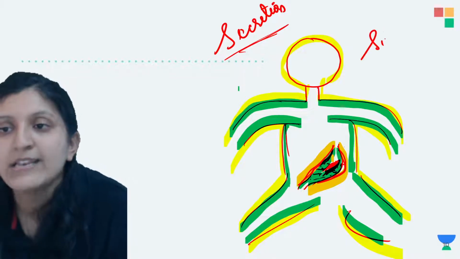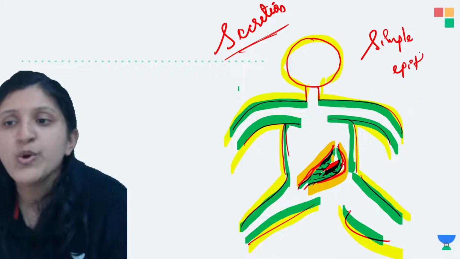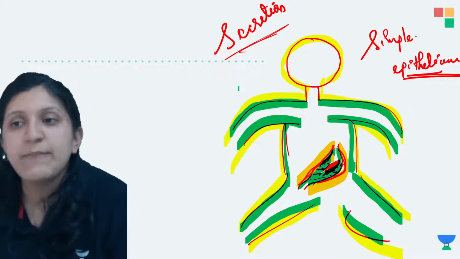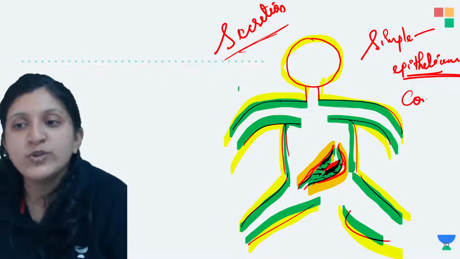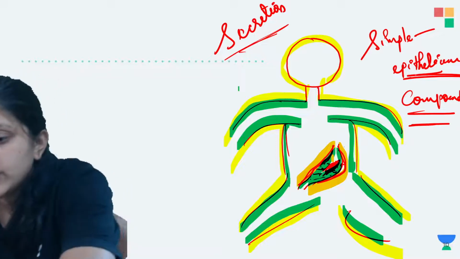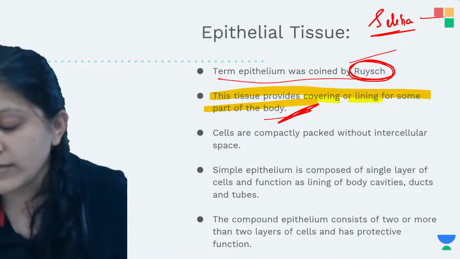So it can be a simple epithelium. What exactly is a simple epithelium? We'll discuss that. Simple epithelium is there, and also there is a compound epithelium. We'll see what exactly those are. Is this clear? Any doubt till this part? All of you?